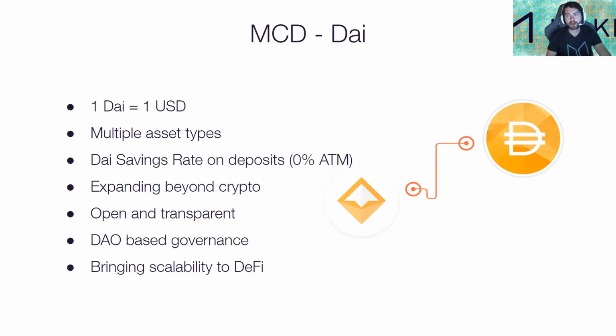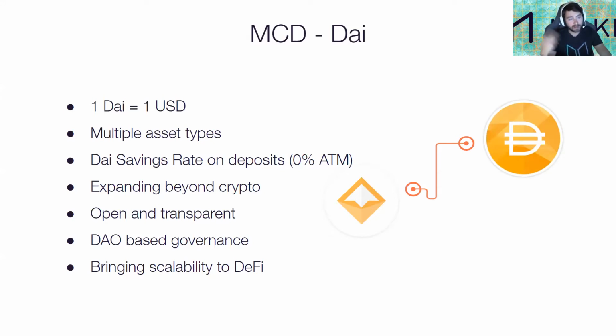DAI, with an upgrade we had last year in November, is now backed by multiple asset types. So currently we have 13 different types of collateral backing DAI. This is mostly crypto collateral currently, but also includes some stablecoins. And the exciting thing here is that the system is really built in this very open fashion. So over time, we're looking to onboard things such as, for example, real world collateral as well.